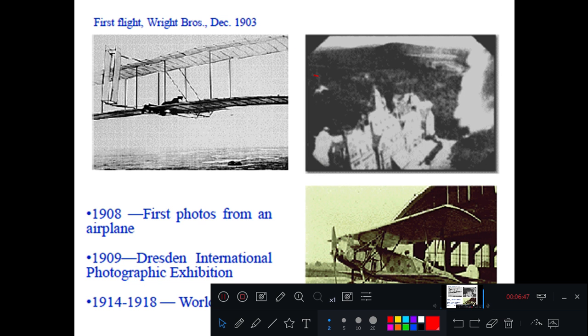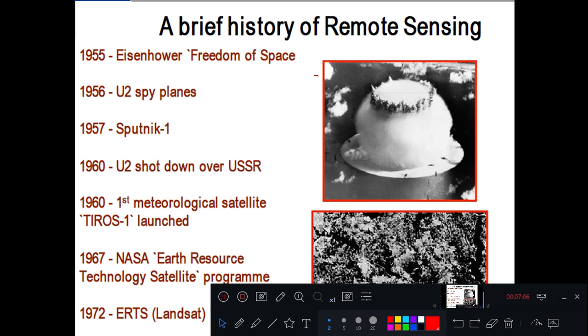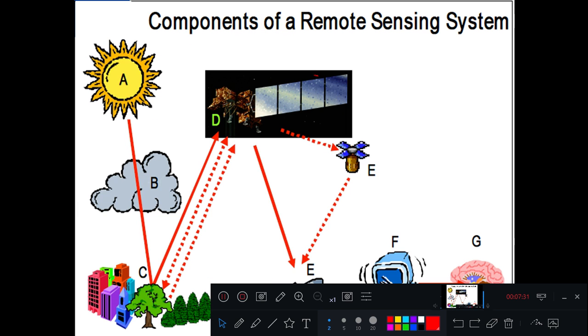1906. Then the first flight, when the Wright brothers invented the flight, in 1903. The first photo from an aeroplane was taken in 1908, and this is how the history began. So these are the different brief history of remote sensing. Then NASA, in 1967, started the Earth Resource Technology Satellite Program, and from then onwards we have launched many satellites which are revolving around the Earth.